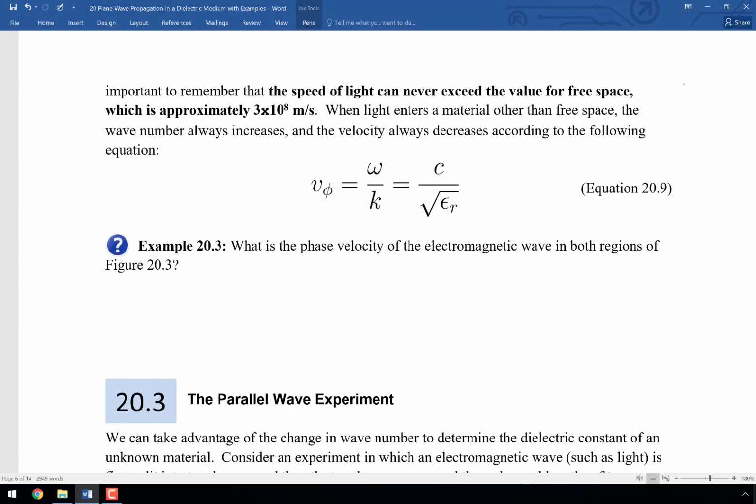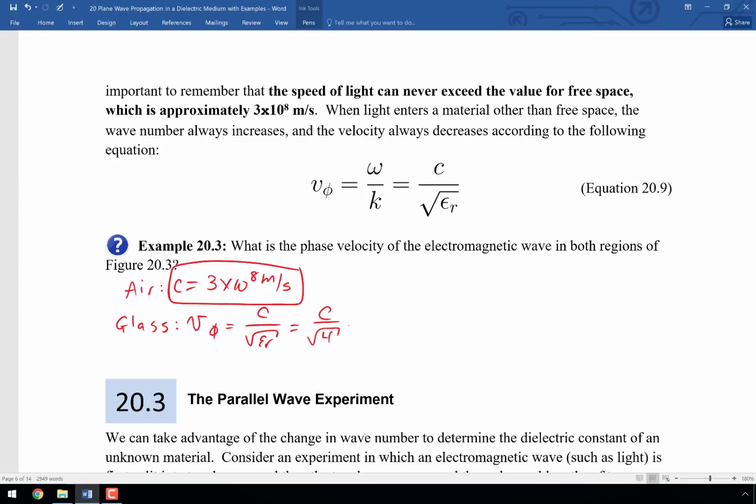Oh, and here we're actually calculating those, which I kind of mentioned to you earlier. Well, in air, of course, c is equal to 3 times 10 to the 8th meters per second. And in the glass, we're going to find that v sub phi is equal to c over the square root of epsilon r, which is c over the square root of 4, which is 1.5 times 10 to the 8th meters per second.